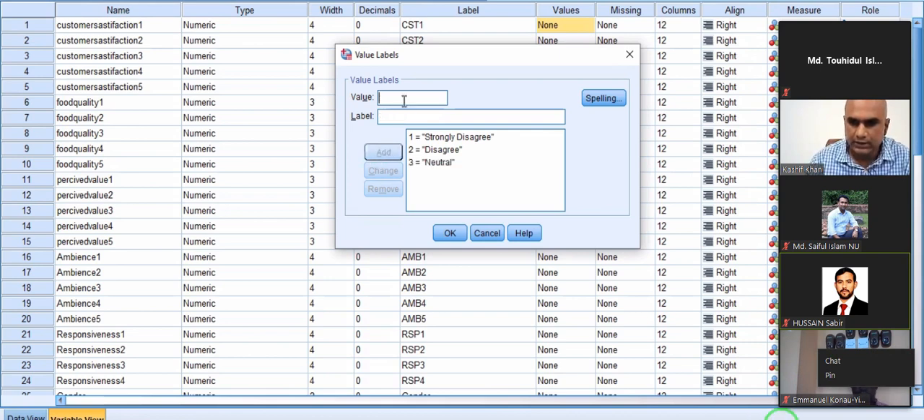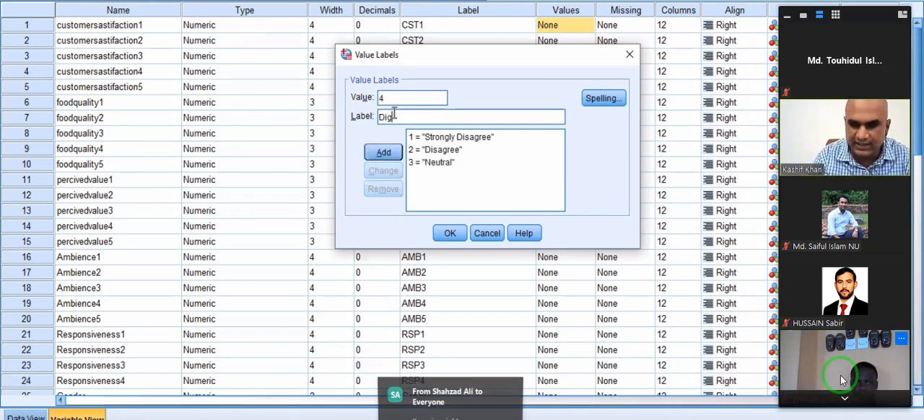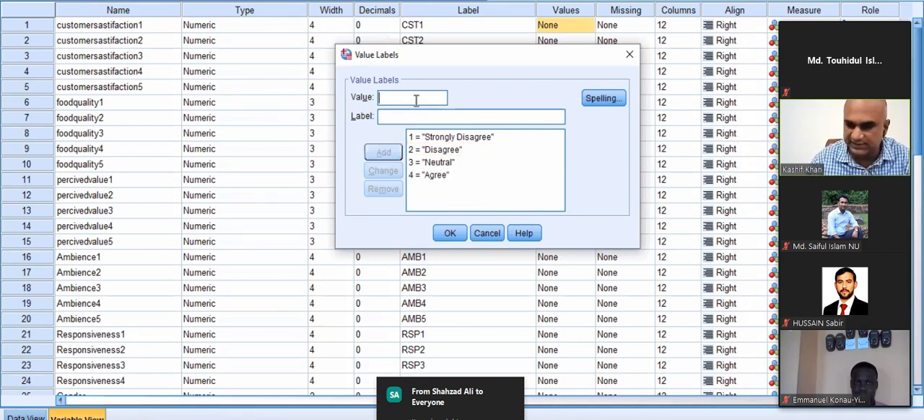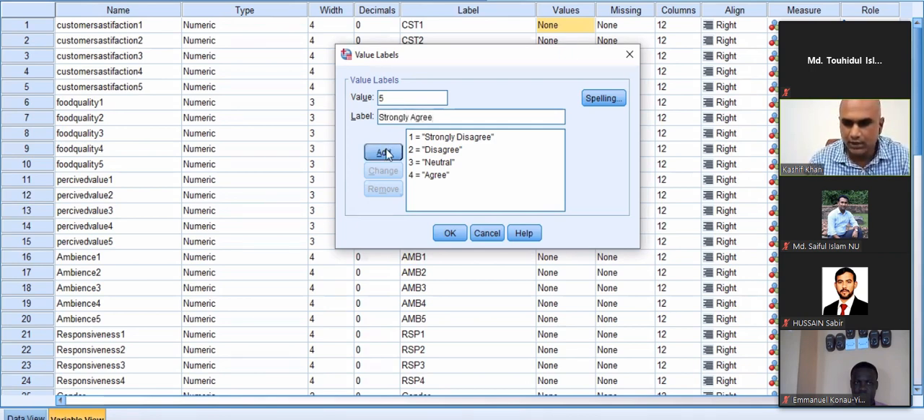Okay. So that doesn't mean that you can only do Likert scale. Any Likert type scale you can do. That could have any level, 5 level, 7 level, 9 level, 11 level, whatever number of levels you have, you can do it. And then strongly agree. Look, I did a spell check here. It says no problem with the spelling. Everything is fine. I said okay.